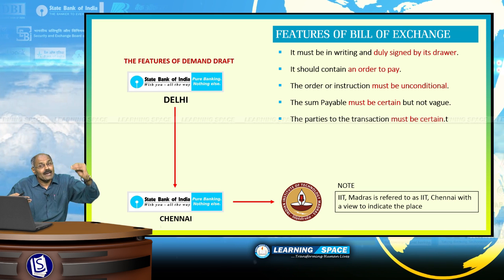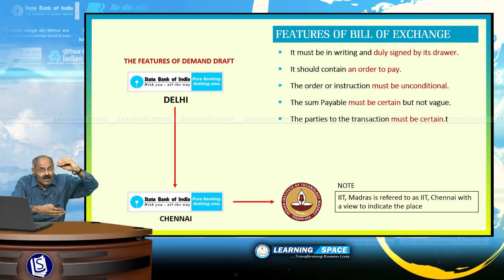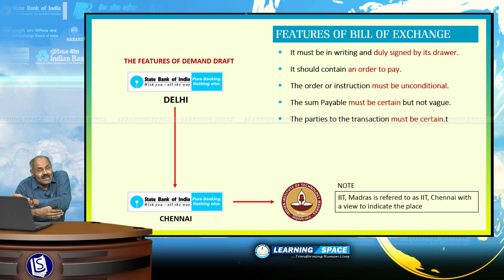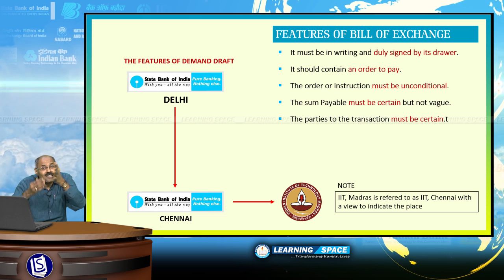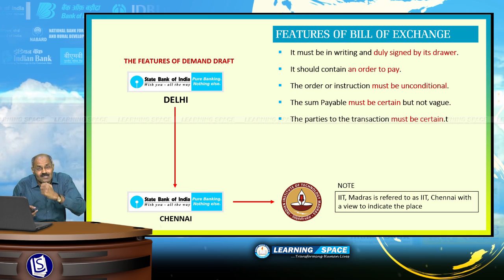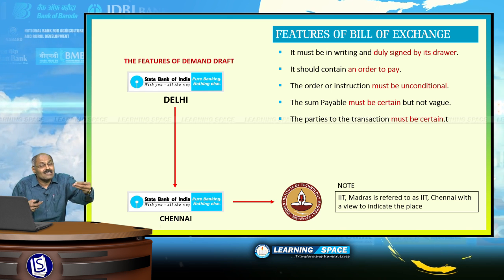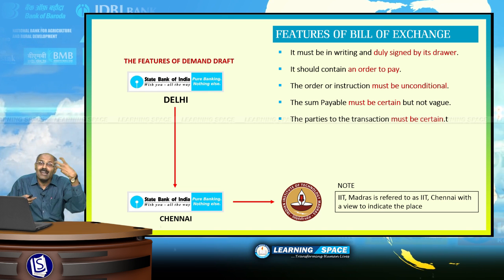That means State Bank of India, Delhi is ordering State Bank of India, Chennai to pay to IIT Chennai. So, this is the feature of bill of exchange. If you look at the definition, you will be clear. It is the unconditional order by the drawer.